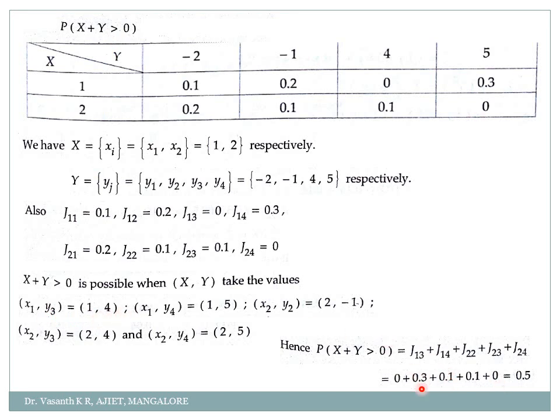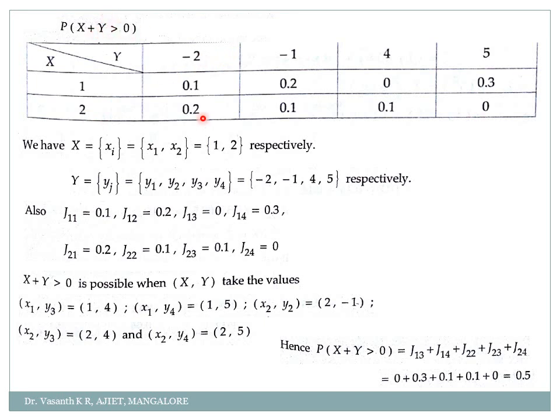You just see this, my dear students, okay? So which all values are greater than 0 when you add x and y? That we have to write here. So you can check here. 1, check the arrow mark. 1 plus 4 will give me how much? 5. 5 is greater than 0. What is its probability? 0. Write it here, written. Next, 1 plus 5. Again, is it greater than 0? Yes. What is its probability? 0.3. So write 0.3. Next, 2 minus 2, 0.